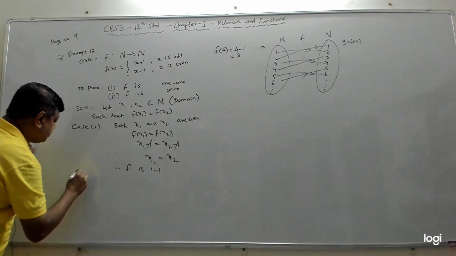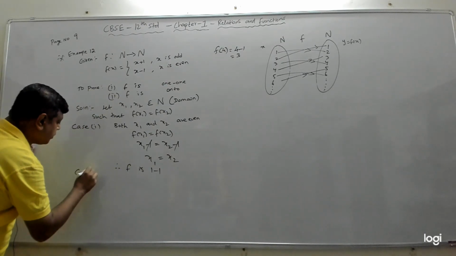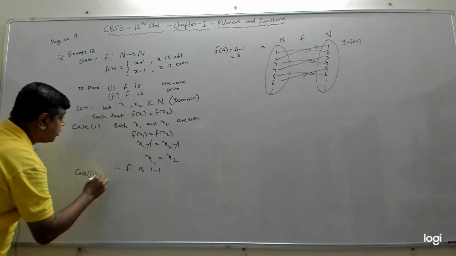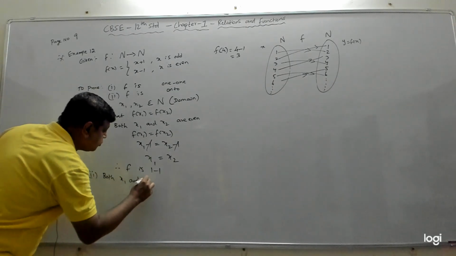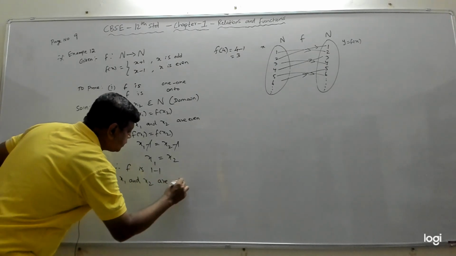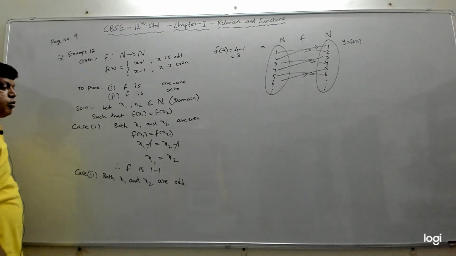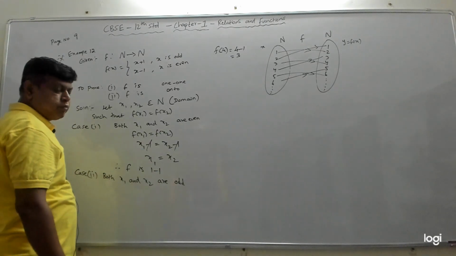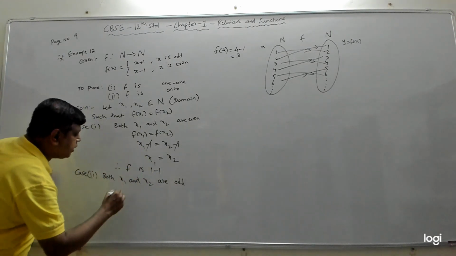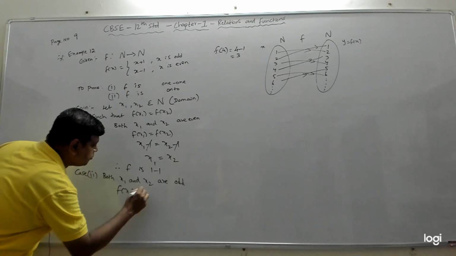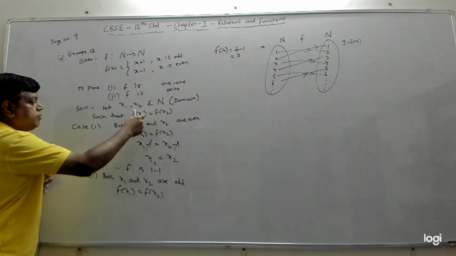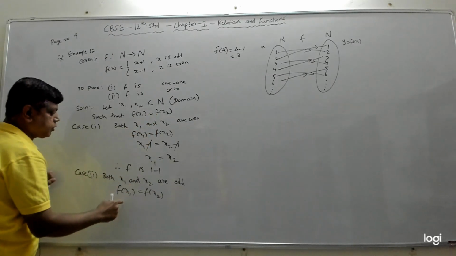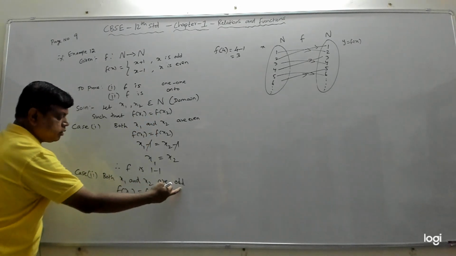Now case 2. Case 2 is both x1 and x2 are odd numbers. Then what happens? Both x1 and x2 are odd natural numbers. Then when both are odd, what happens? Again f of x1 equal to f of x2. This is true. This is how we started this. Then we are having different cases. So f of x1 equal to f of x2 and x1 and x2 both are odd.